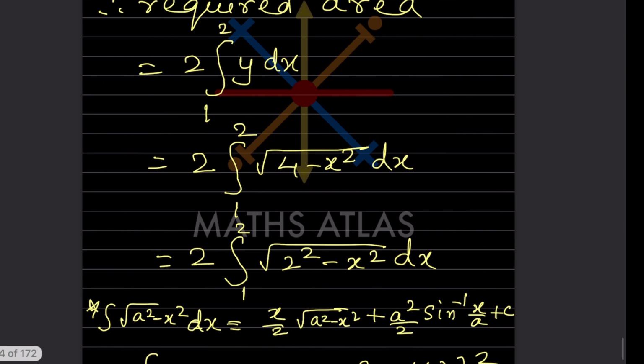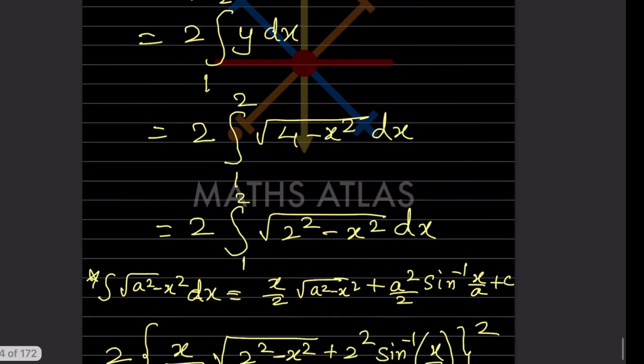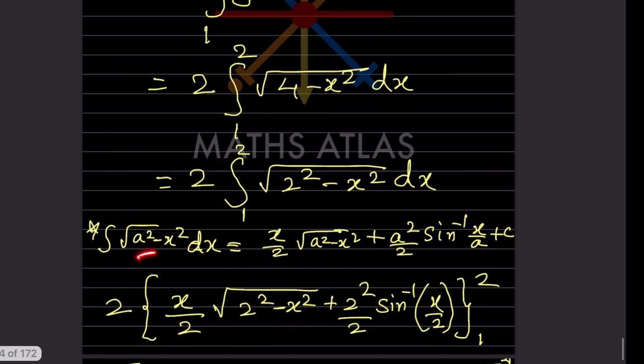And now, look at here. When we take 2 over here, this will be 2 square. We can write this as 2 square, and this we'll write as it is. Why? Because we have the formula: integral of root of a square minus x square dx is x by 2 root of a square minus x square plus a square by 2 sine inverse x by a plus c. So now you have to remember the formula. So now what will you do? This is x by 2, a square means that will be 2 square. This will be as it is. Now again a square means 2 square.